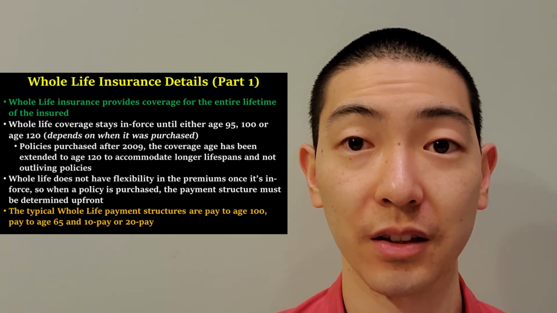For policies purchased after 2009, the coverage age has been extended to age 120 to accommodate longer lifespans and not outliving policies. Whole life does not have flexibility in the premiums once it's in force, so when a policy is purchased, the payment structure must be determined up front.